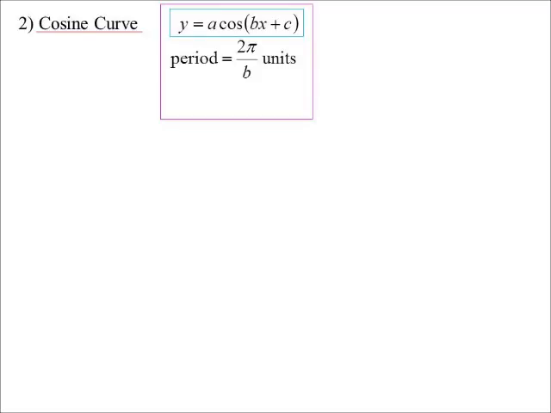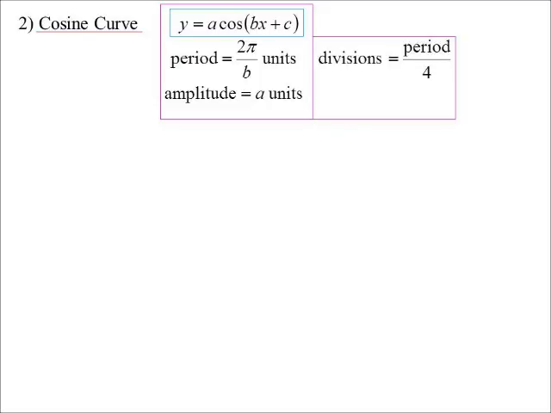Okay, let's have a look at cosine. And you may remember cosine and sine are basically the same curve. It's just the cosine curve has been shifted 90 degrees or pi on 2 radians. So these sorts of things are going to be the same. The period is still going to be 2 pi on b. The amplitude is still going to be a. I'll still mark off my divisions every period on 4. And of course we could have some shifting happening as well.